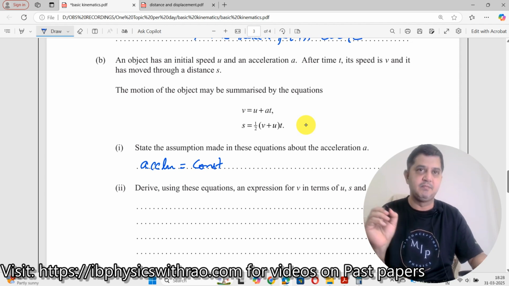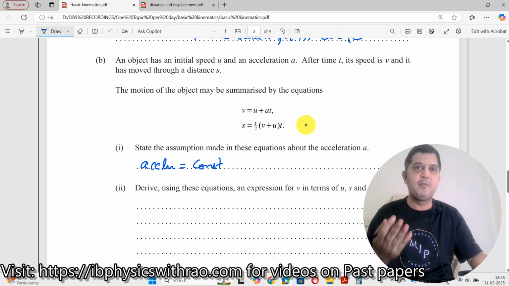only then you can use your equations of motion, right? There are three more equations of motion which have not been put over here. So all 5 equations of motion can be used only when acceleration is constant. What are those equations of motion? Let us write that also.